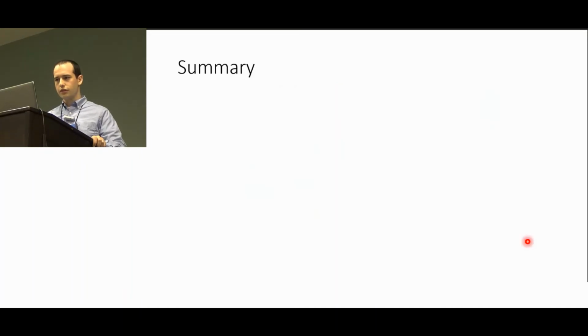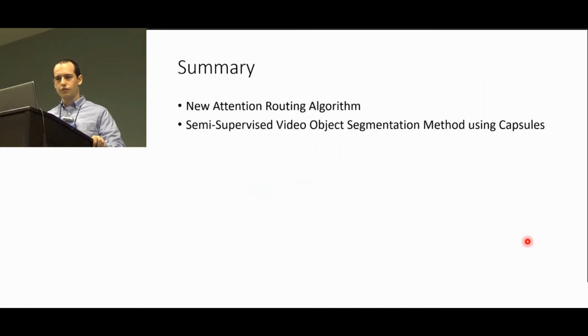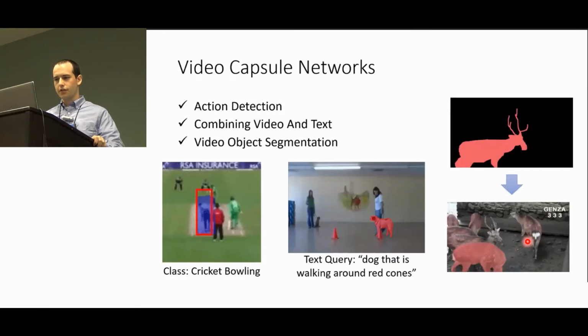And so in summary, I've shown you the new attention routing algorithm and how it's used in semi-supervised video object segmentation using capsule networks. And it achieves state-of-the-art results on the YouTube VOS data set. So that's it.